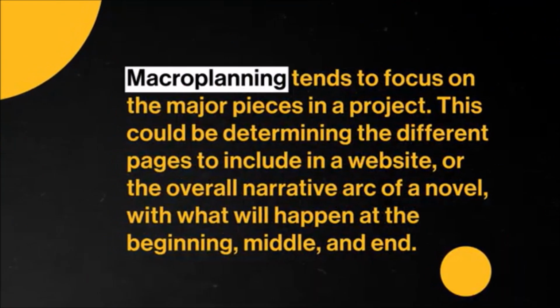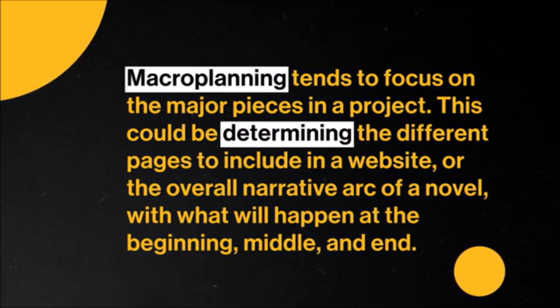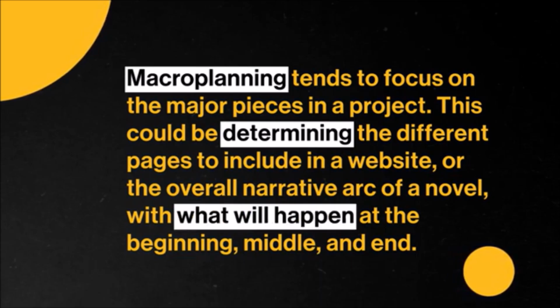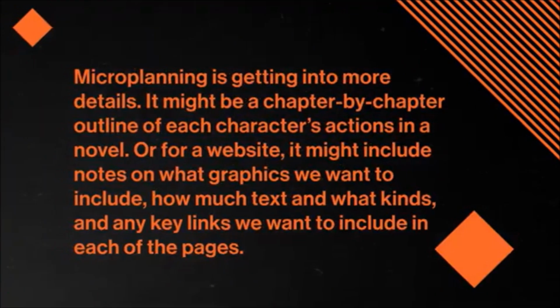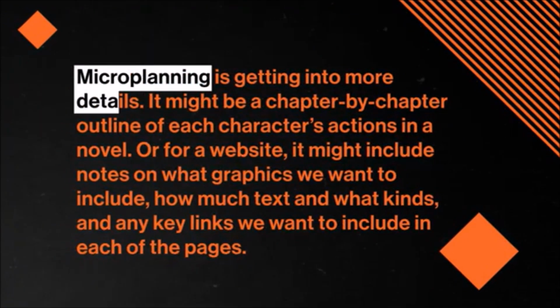Again, we'll talk more later on in the series about different planning techniques, but for now, we can think about two big categories. Macro planning tends to focus on the major pieces in a project. This could be determining the different pages to include in a website or the overall narrative arc of a novel, with what will happen at the beginning, middle, and end. Macro planning can save a lot of time down the road by helping us know the full scope of a project.